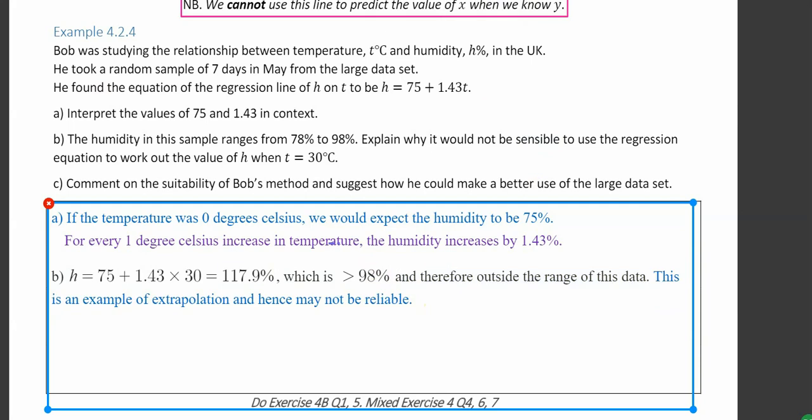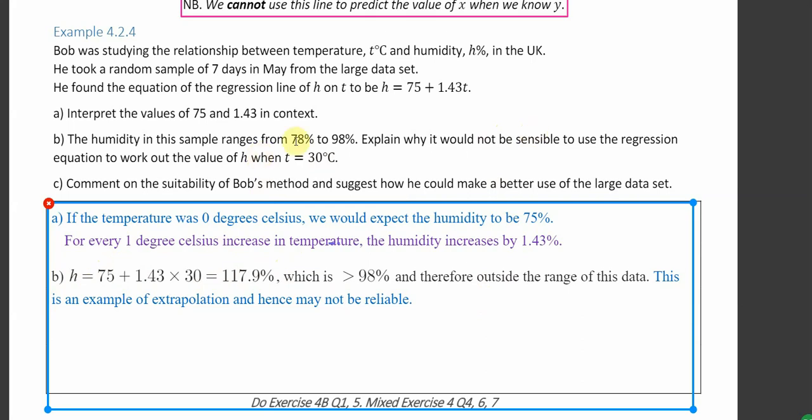So I'd just like to recap. In that example, we knew the humidity in the sample ranged between 78% and 98%. We weren't told what the temperature ranged between. That's why we had to work out, if we did go ahead and use a t-value of 30, what h value it would predict, which is outside the range of data. Therefore, that's extrapolating and hence may not be reliable, which is the reason it's not sensible to use the regression equation in that situation.